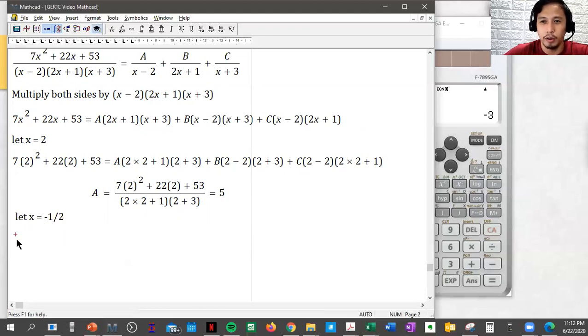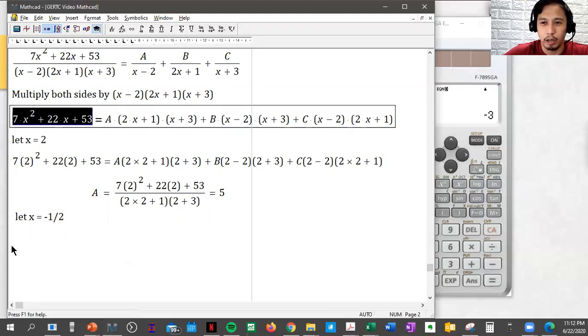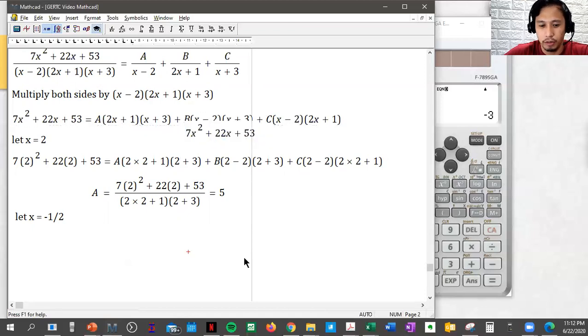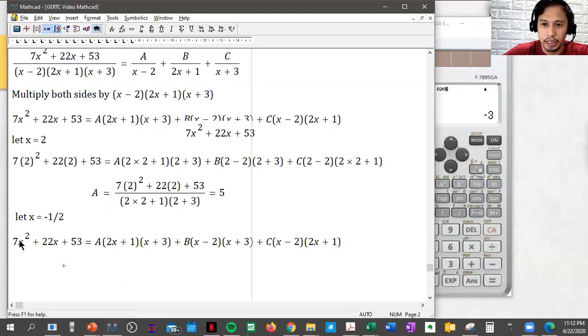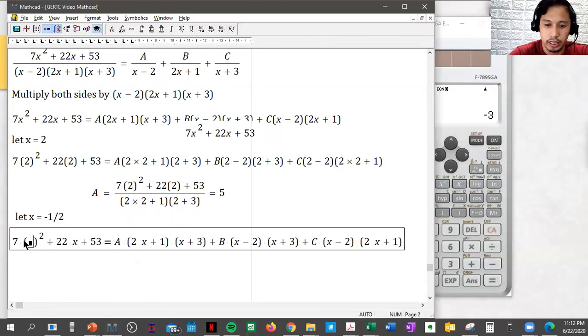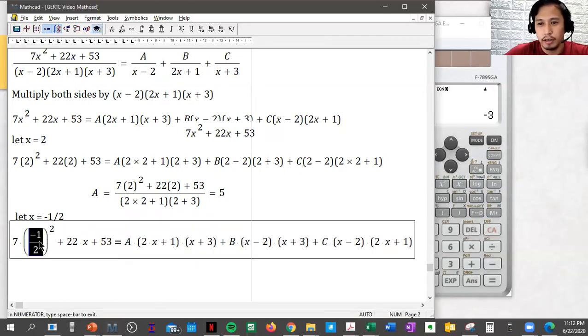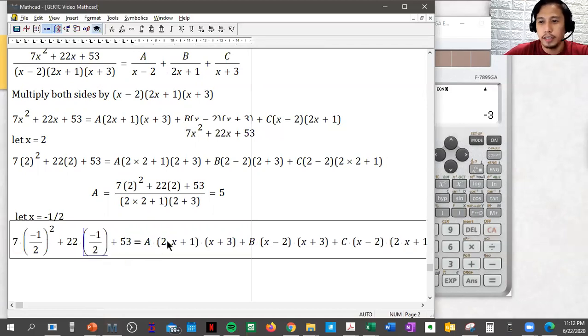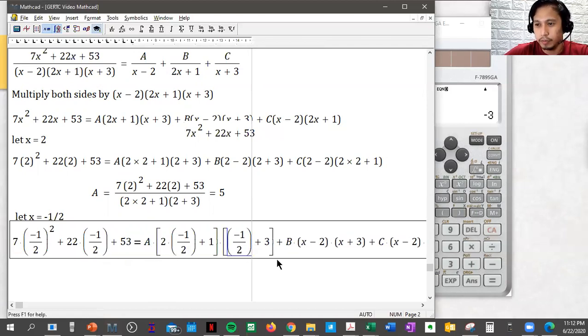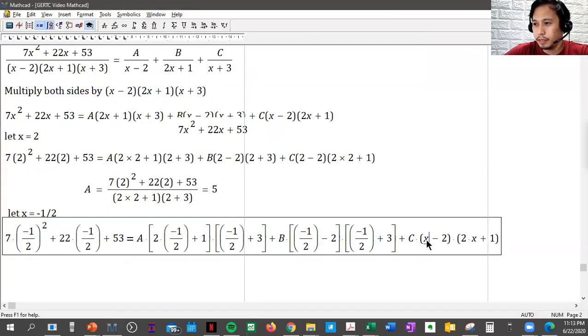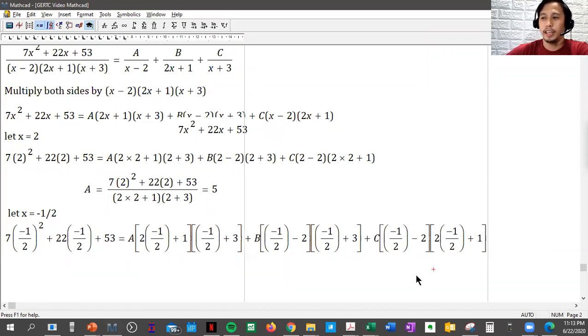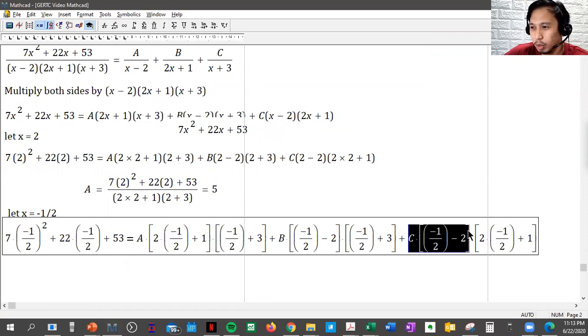Okay? So, this will become, i-copy ko na lang yan. I-copy ko na lang ito. Making x equal to negative 1 half. So, this is negative 1 half. This as well, and ito, ito, ito din, at saka ito din. Okay. So, again, makakancel to. This will become 0. This as well will become 0.